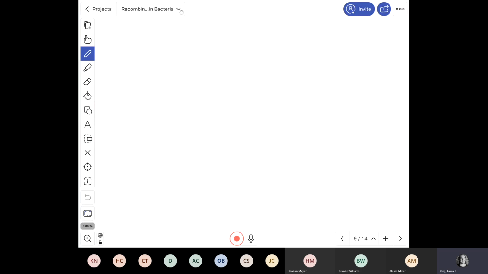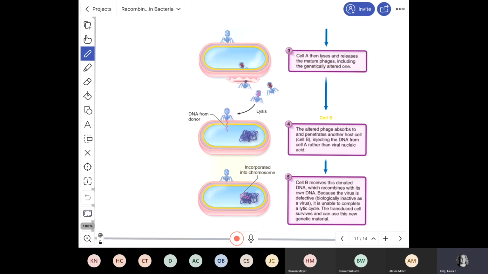So the third, this blank page was for me to write about conjugation, but I already did write what I want to write about conjugation. So we're going to skip over this blankness. Oops.